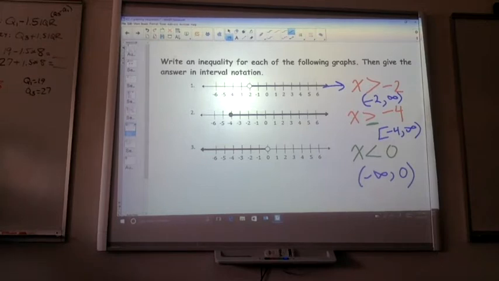So this is the inequality here. This is the interval notation. This is the inequality, interval notation. Okay?